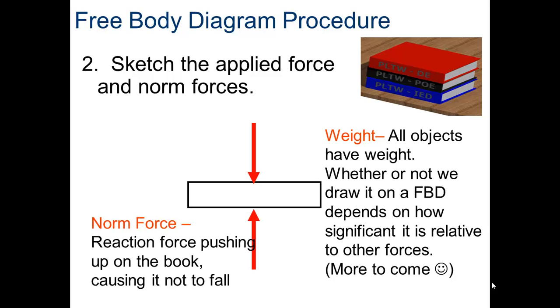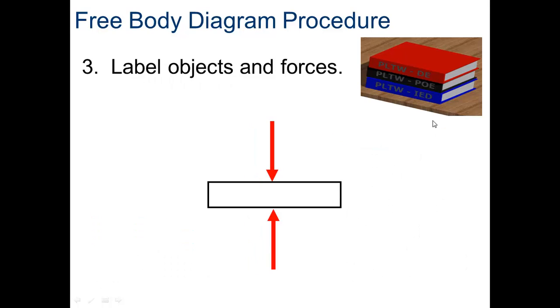We also have a normal force, and that's the reaction force pushing up on the book that's causing it not to fall. Again, that's a support force that we get from the fact that it's sitting on two other books and also the table. We want to label the objects and the forces. We know that the weight was 5 pounds because we were told that earlier. And now I also know that my normal force is 5 pounds. I know that because the book's not falling. Those forces have to be balanced, or they have to be in equilibrium.